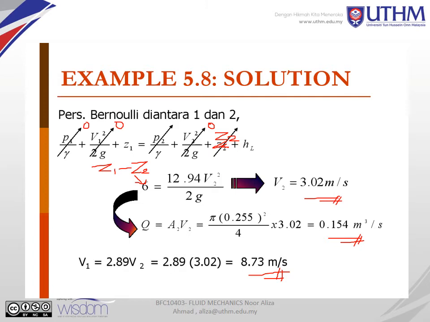After we get the value of V2, you just put it into this equation, A2 V2, so we get Q, the discharge in the pipe. After you get V2 and Q, you solve this equation: V1 is equal to 2.89 V2, so we get velocity 1.